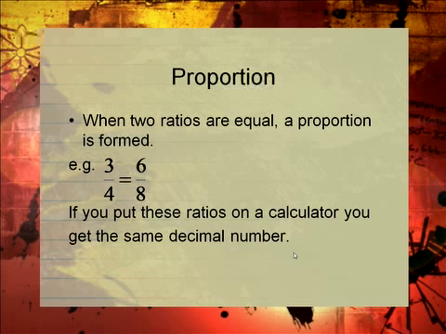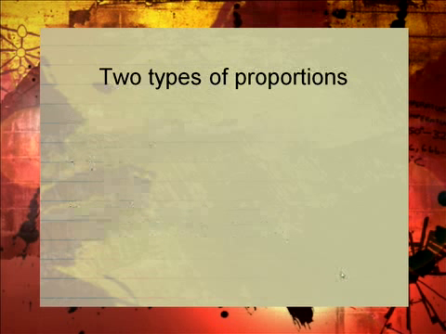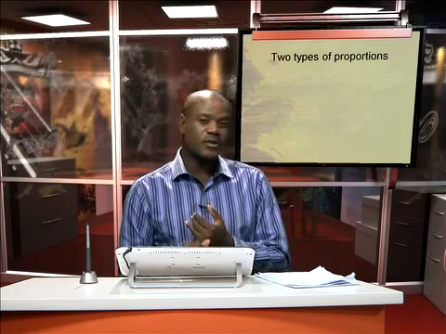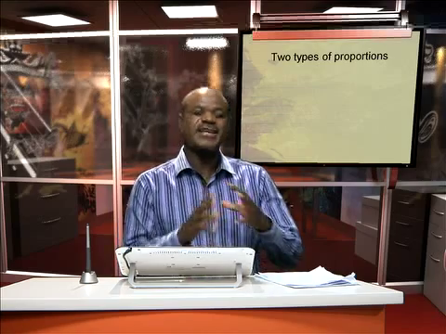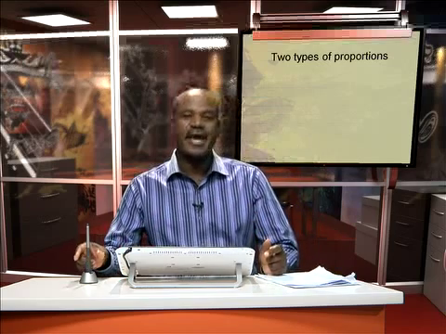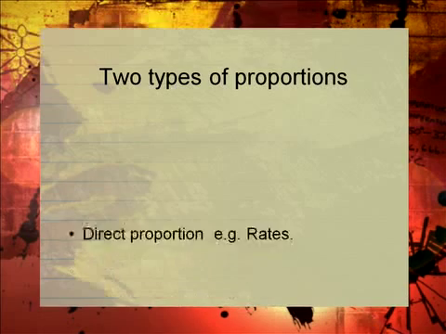If you put these ratios on a calculator, you get the same decimal number. It's true, 3/4 and 6/8. 3/4 must give you 0.75, the same thing here. So we say this forms a proportion. There are two types of proportions. We've got direct proportion and inverse or indirect proportion. We use the word inverse for indirect.